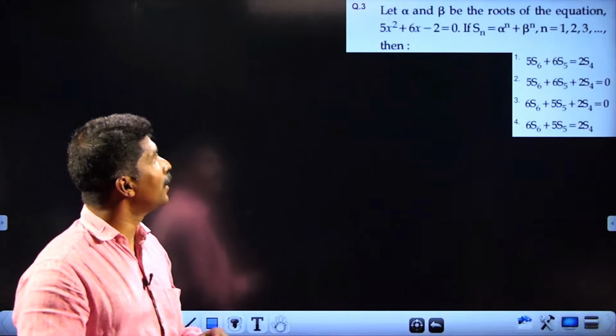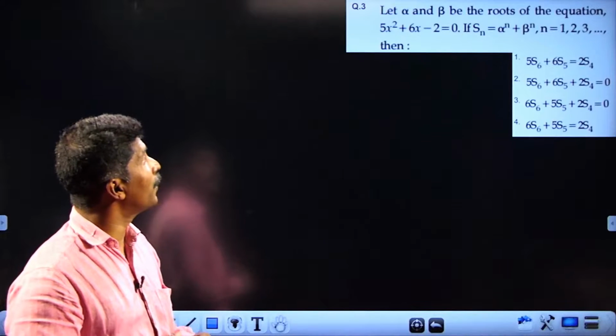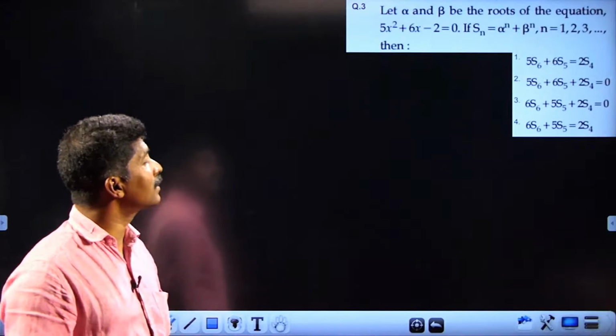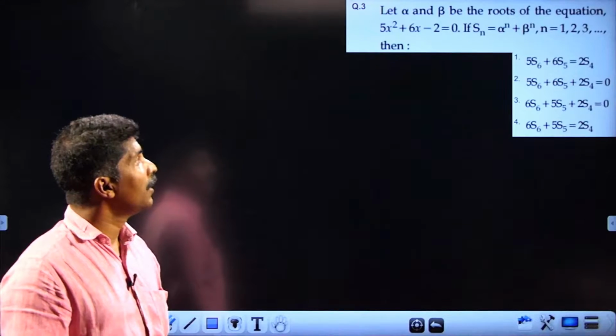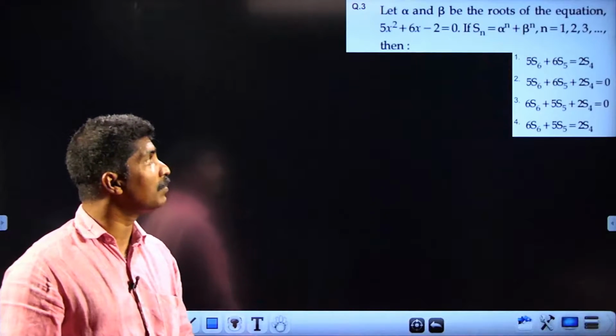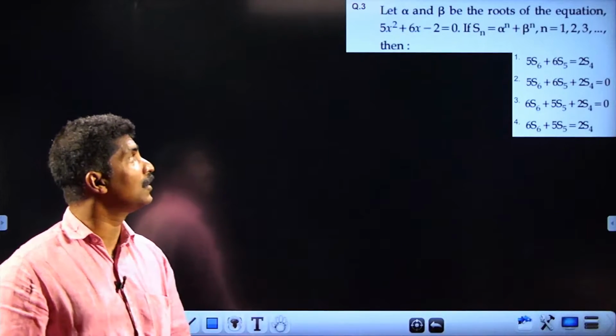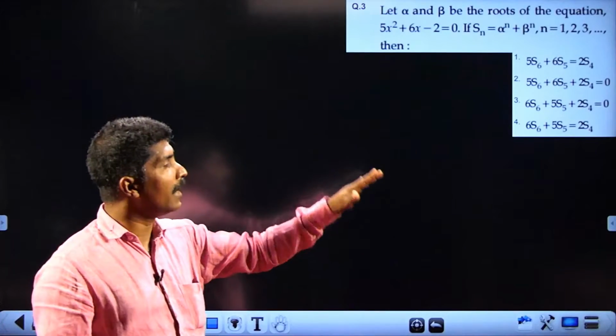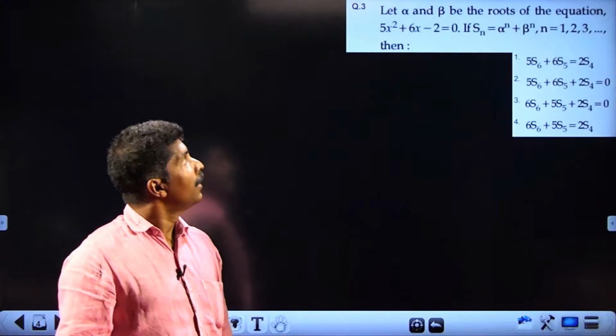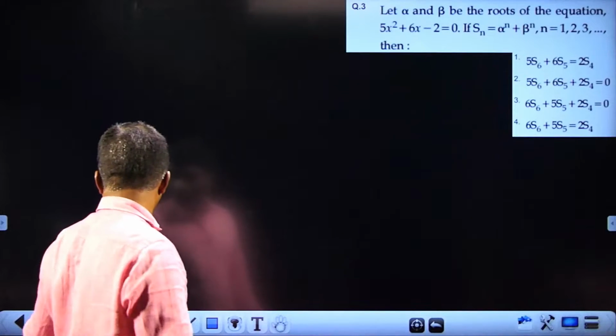Let alpha and beta be the roots of the equation 5x square plus 6x minus 2 is equal to 0. If Sn is equal to alpha raised to n plus beta raised to n for n equal to 1, 2, 3, etc., then what will be the answers? This is a quadratic equation. You know the formula.